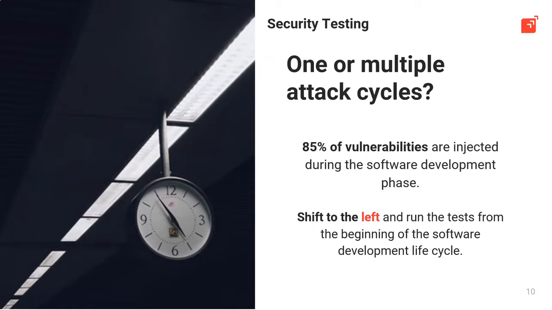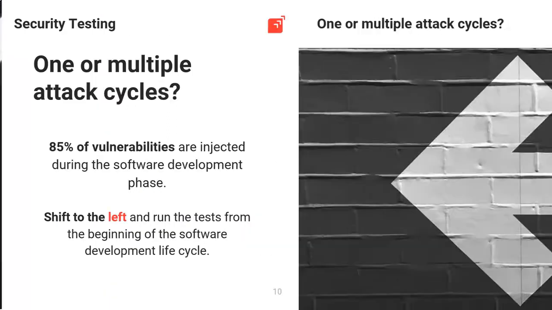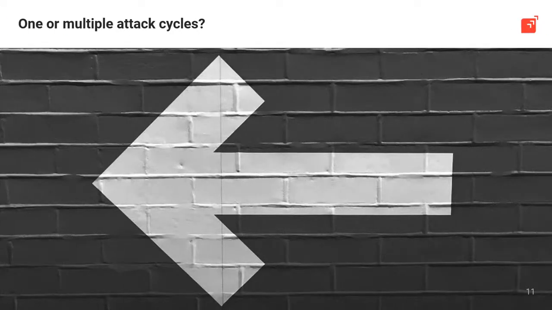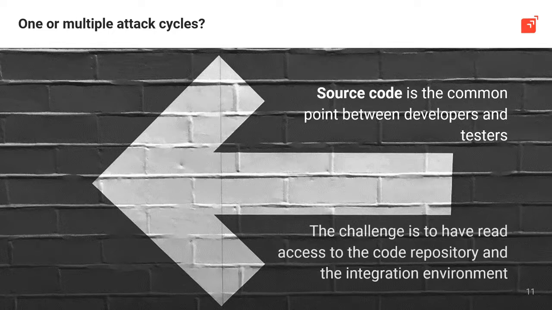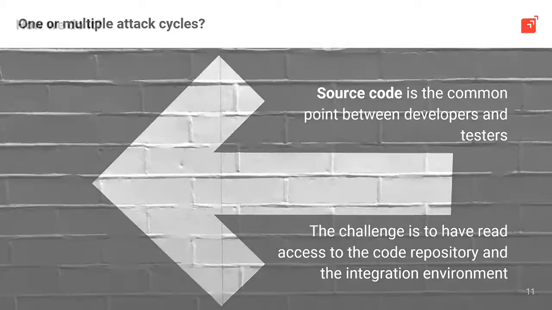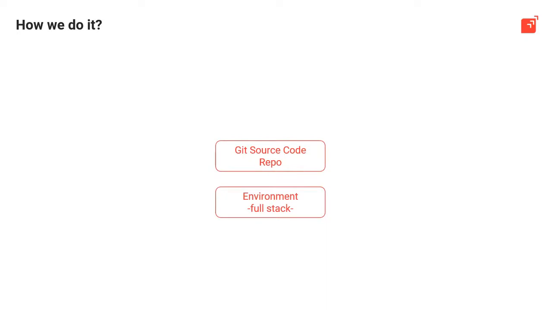To run security tests from the beginning, everything revolves around the code. The code is the common point between developers and testers. The challenge is to have read access to the code repository and access to the integration environment. To run a security test, we must clarify that no matter what methodology the development team uses, the red team must be neutral to cascade development, agile methods, or DevOps methodology. As we said before, everything is about the code repository and the integration environment.